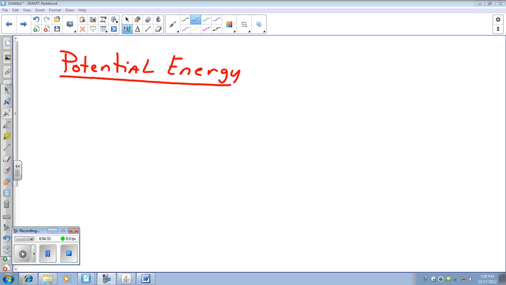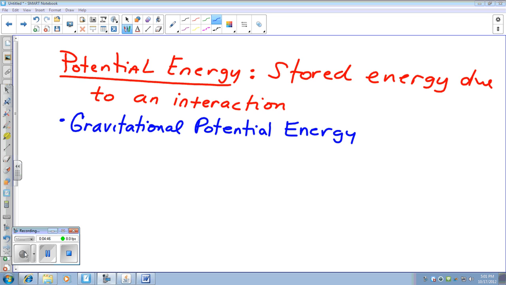Potential energy, obviously, is energy at rest, but we want to give it a more technical, more accurate definition. We're going to say it's the stored energy due to an interaction. For example, when we're talking about gravitational potential energy, we're discussing the potential energy as a result of the interaction due to gravity.